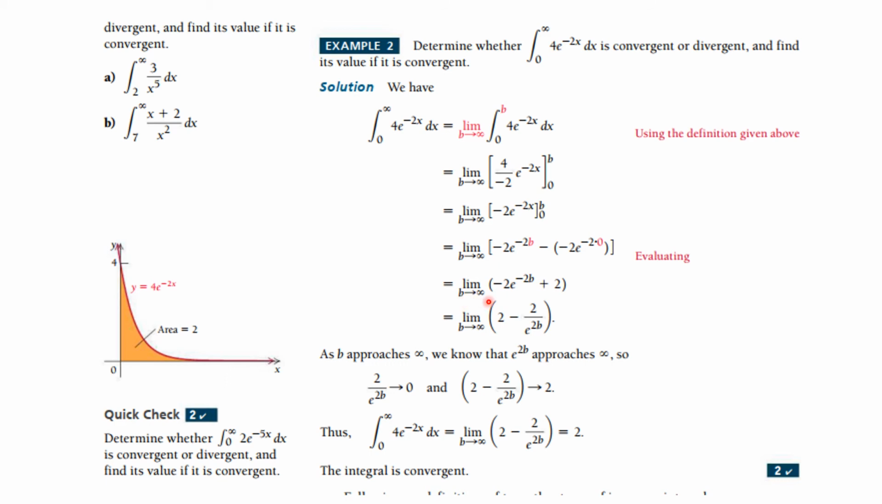Now, as b goes to infinity, e to the minus 2b is 2 over e to the b, and that's going to go to 0 as b goes to infinity. So the answer to this is just going to be 2. The integral is convergent.